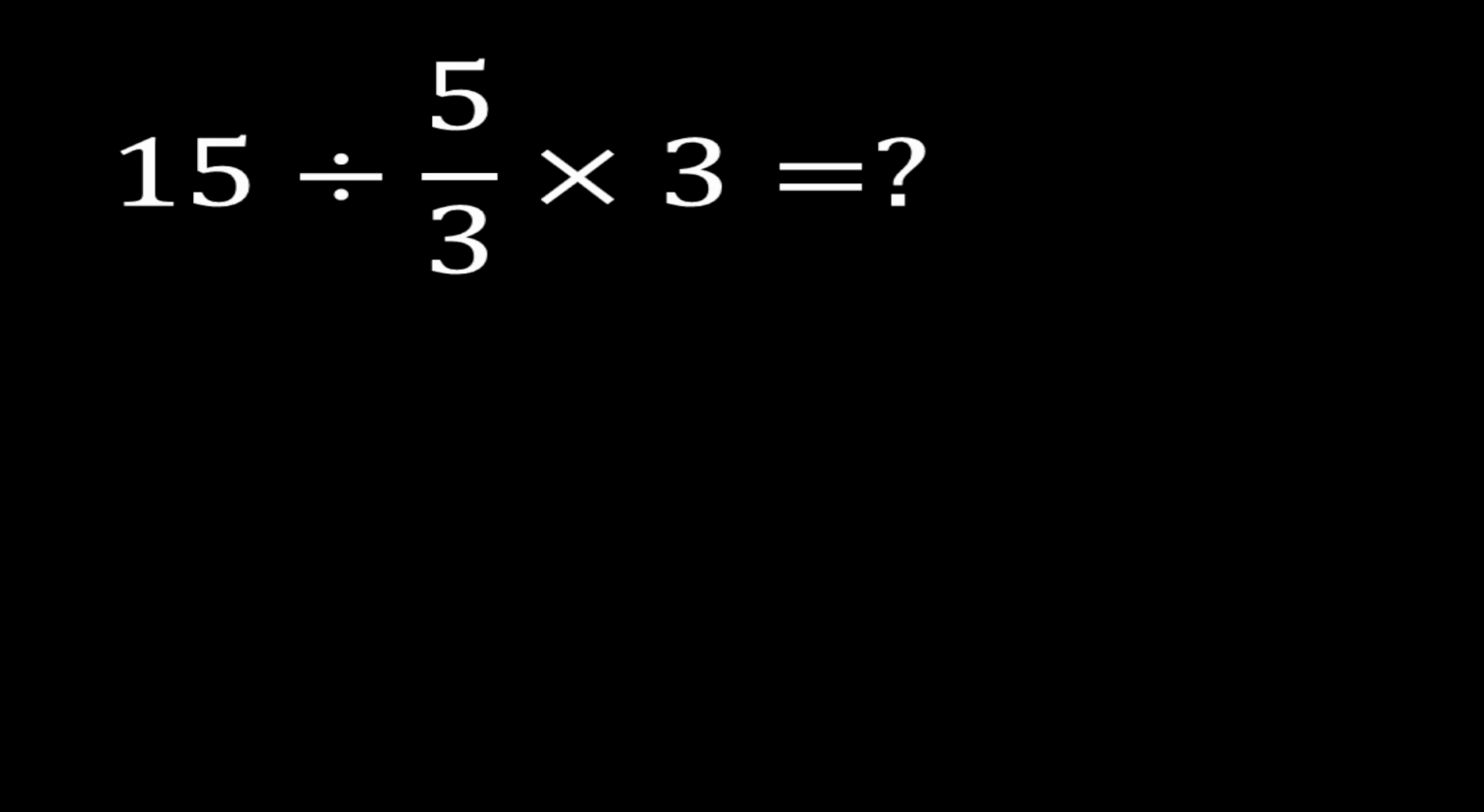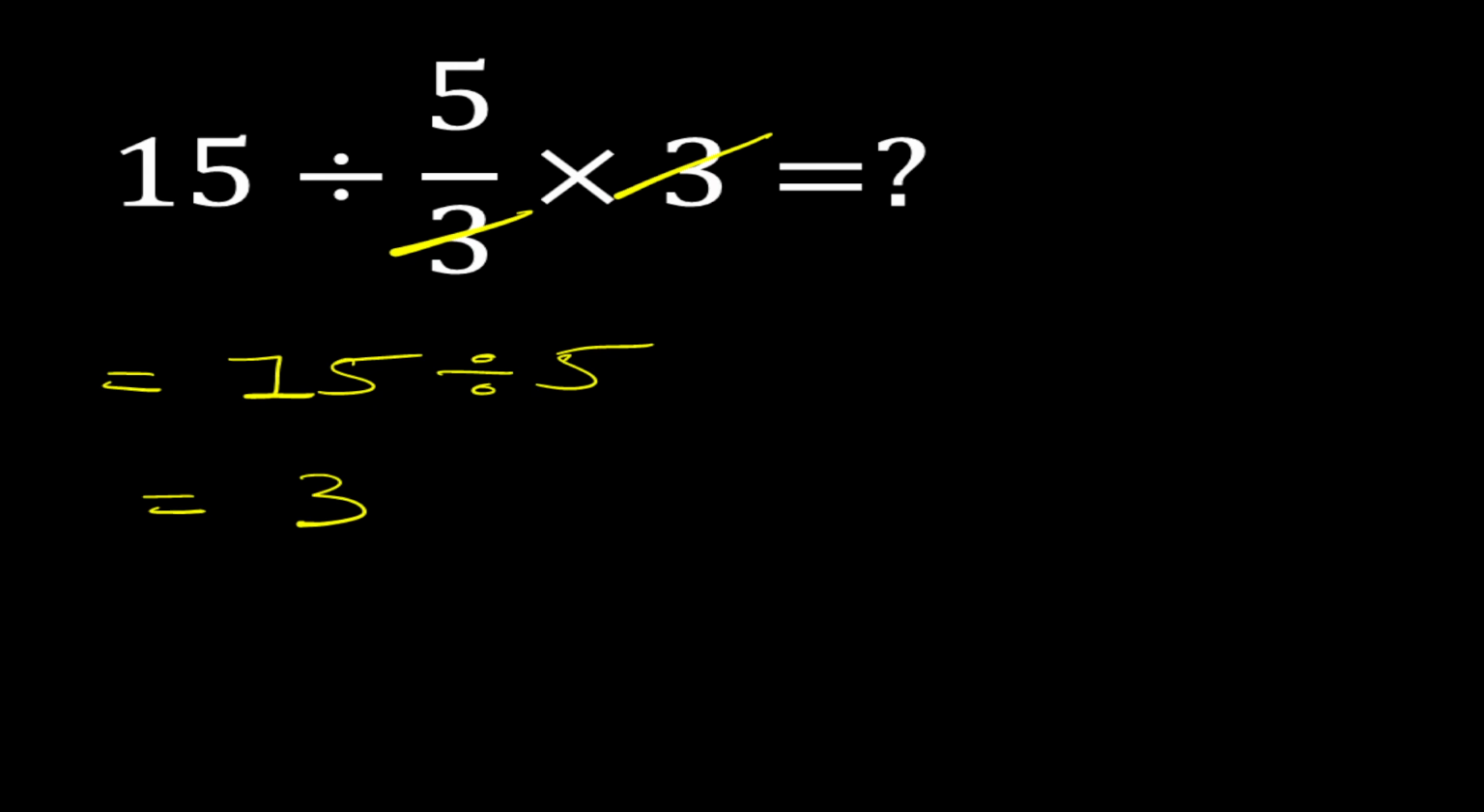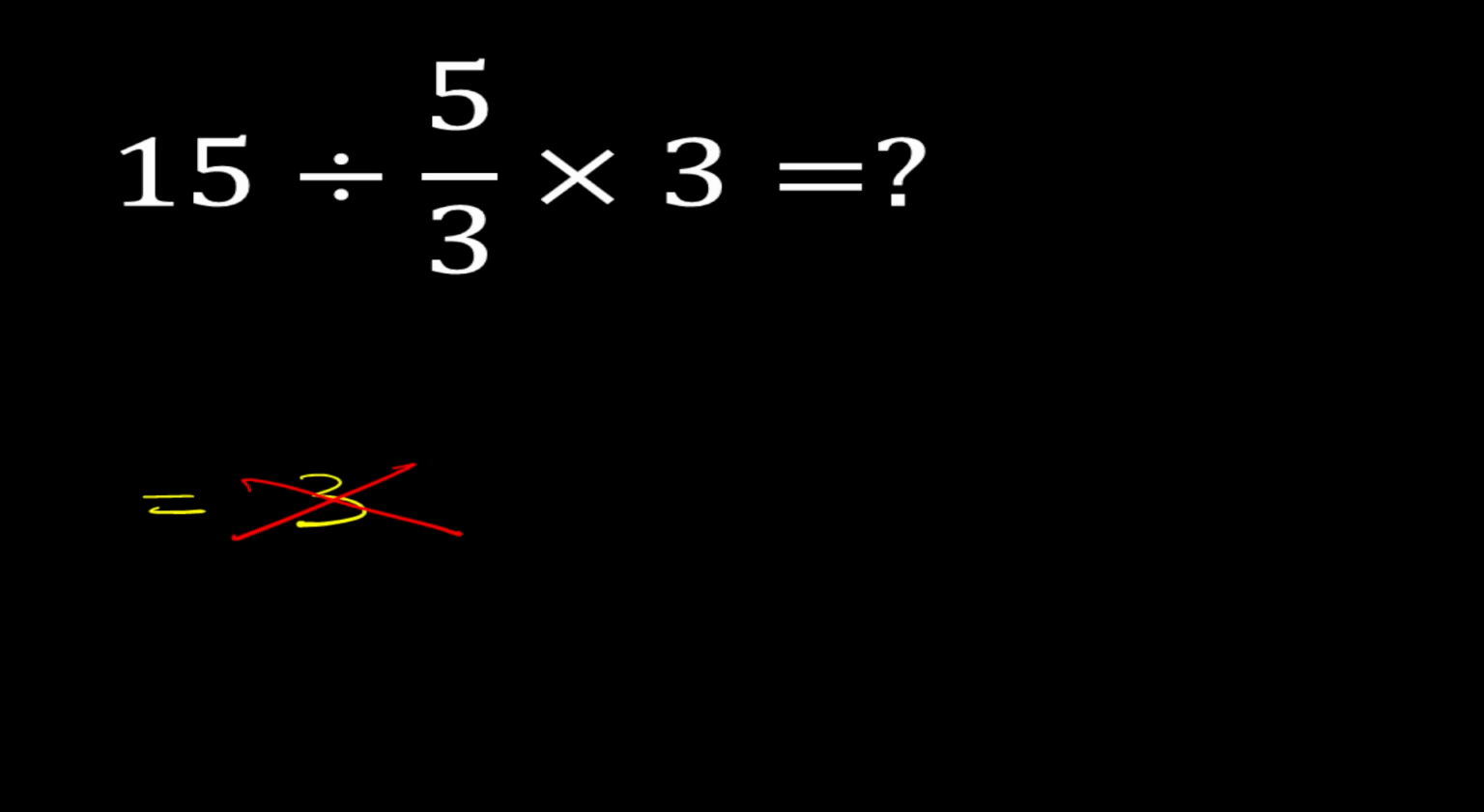So most people solve this question like this: cancel this 3 by 3, and it is equal to 15 divided by 5, right? So now 15 divided by 5 is equal to 3. But this answer is not correct. This answer is completely wrong. So now let's solve this problem correctly by using the PEMDAS rule, right?